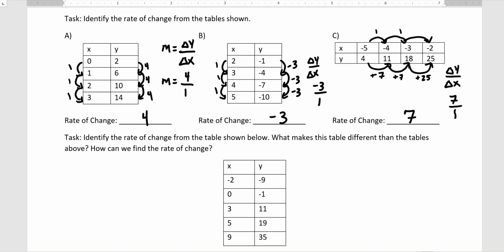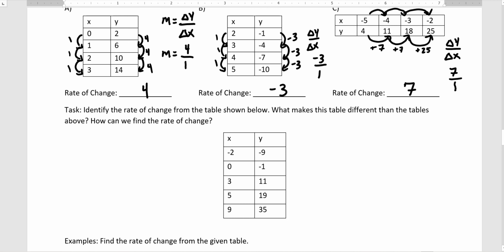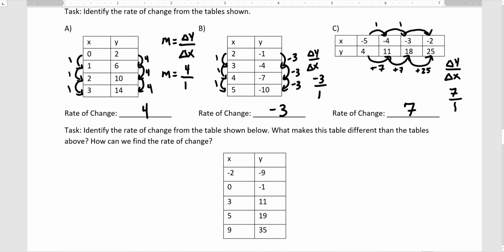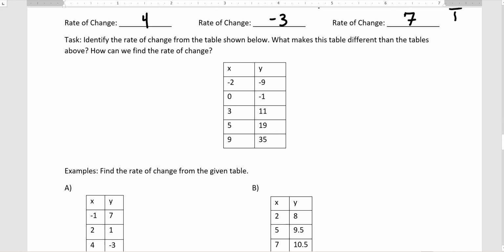All right, so that's how we can do it, but notice what was happening on these tables and what's not happening here. Notice up top, all of the x's were changing by 1. That's not the case here. Notice this one is 2, this one is 3, this one is 2, this one is 4. If it's not consistent, we need a slightly different approach. How can we find the rate of change? Well, it's still giving us points, and we can use those points. So let's look here.